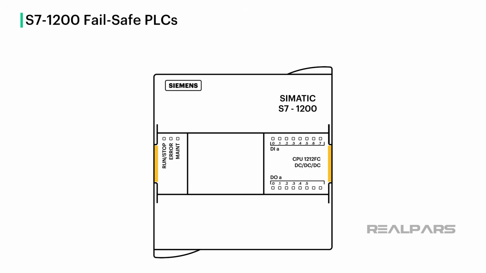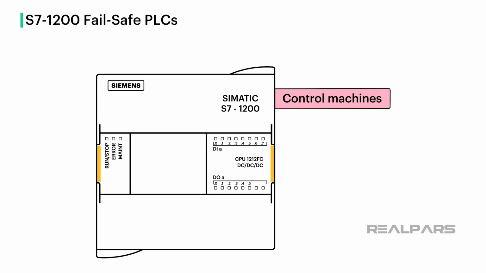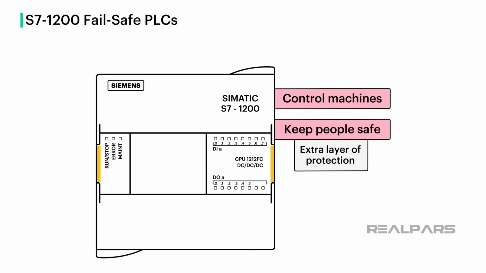Let's talk about S7-1200 fail-safe PLCs, which can usually be identified by their yellow colors. These are special types of PLCs that are designed not only to control machines and equipment, but also to keep people safe. In places like oil rigs or factories where dangerous things can happen, it's important to have an extra layer of protection to prevent accidents.